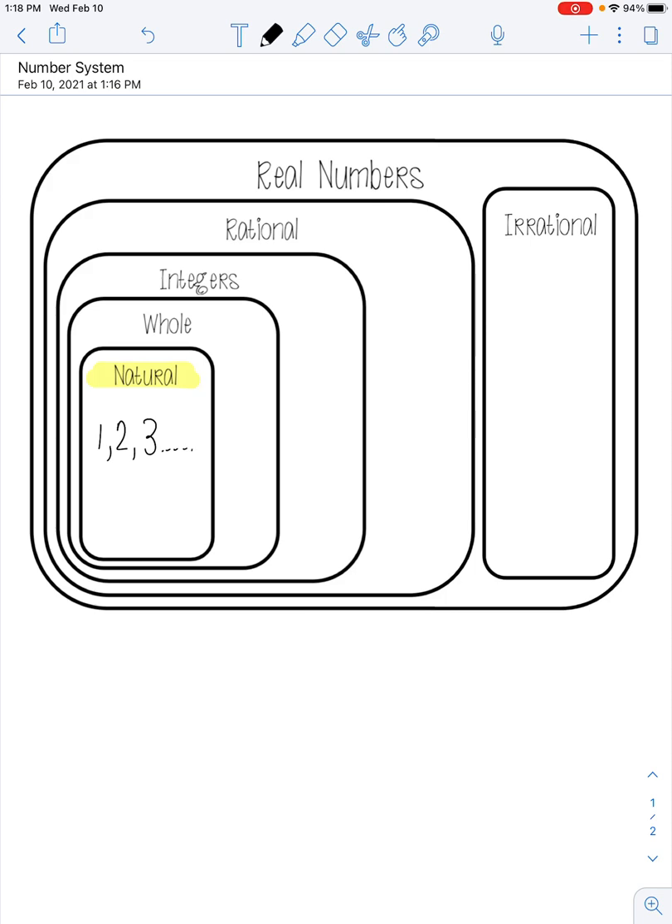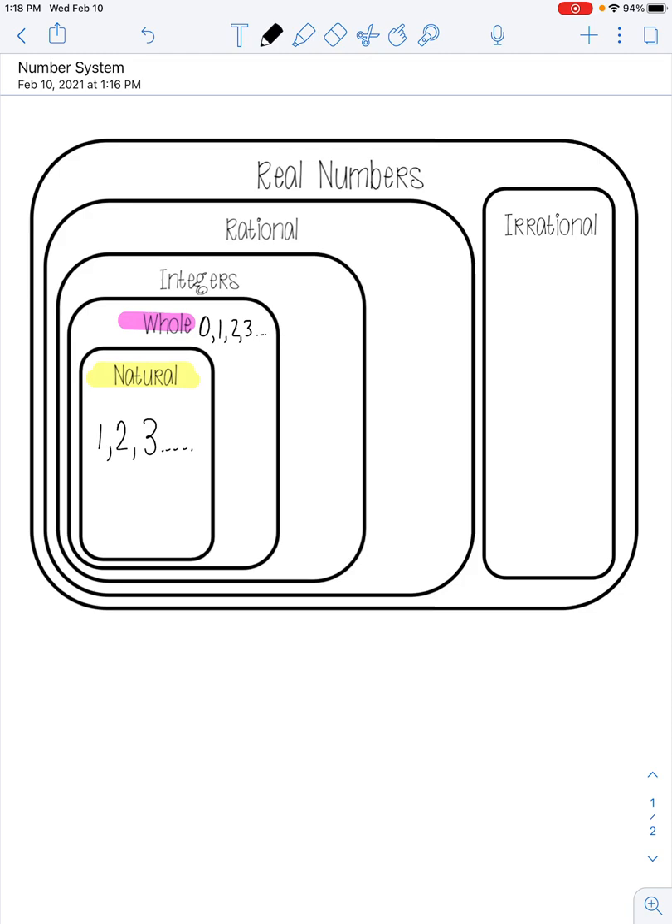And I always like to think about cookies. When you're little, you say, Mom, can I have 2 cookies? Or can I have 1 cookie? These are the numbers that come natural to us. Then, when we add the number 0, 1, 2, 3, 4, that becomes a whole number. So the next label in our number system is whole numbers.